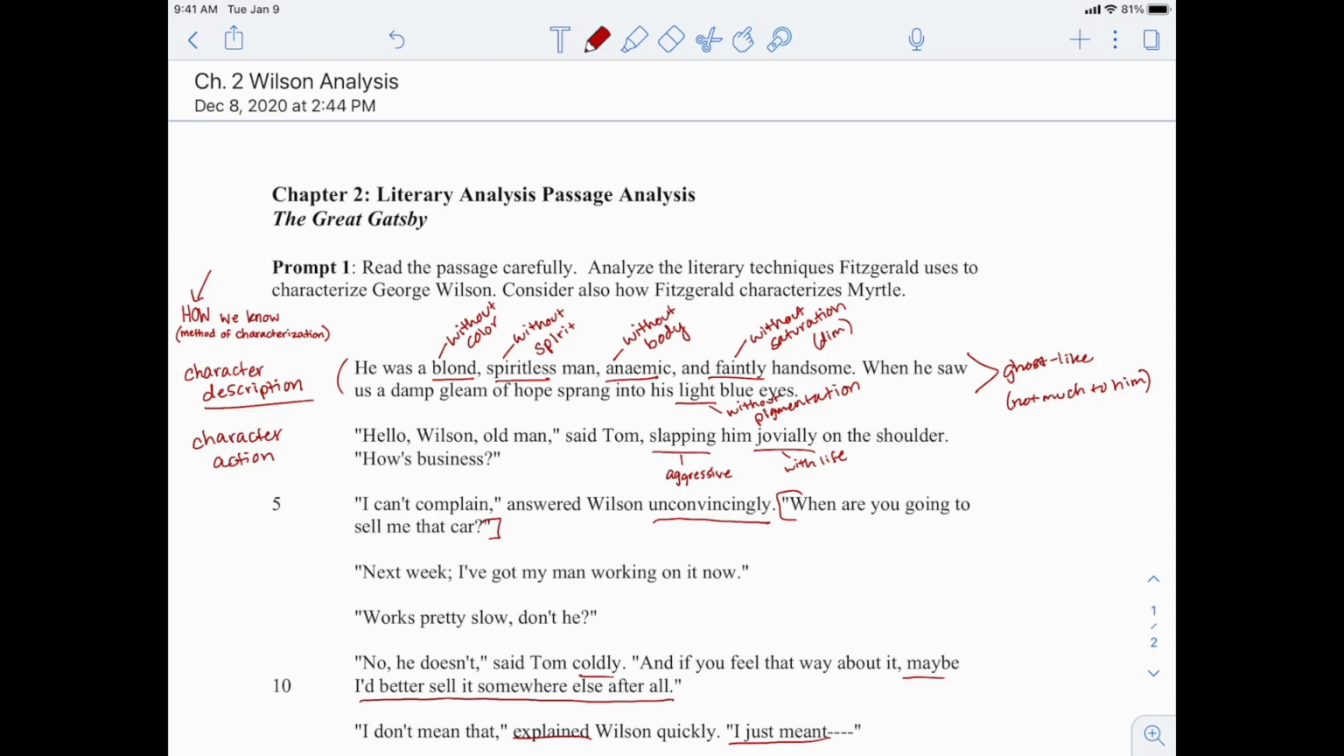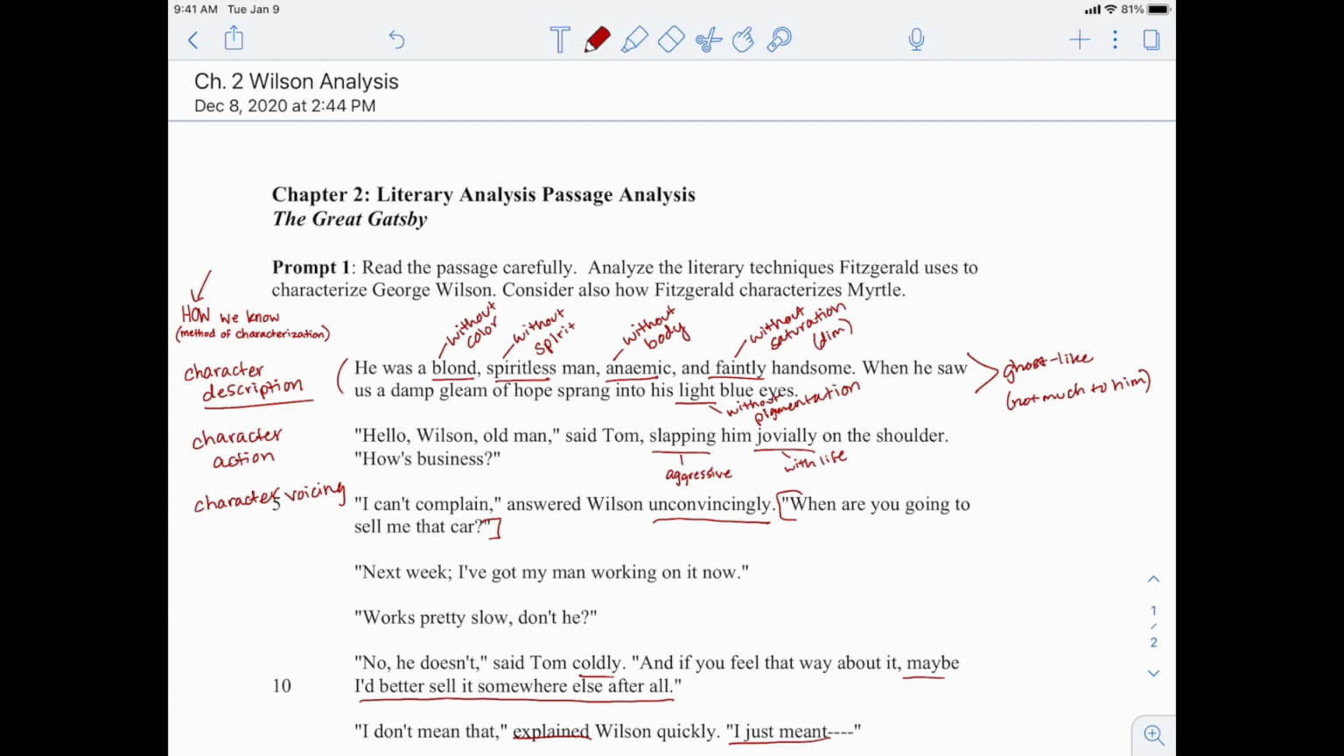This interaction is really significant. First of all, it says Wilson did so unconvincingly. That would be an example of character voice or character voicing. Okay, we're learning about kind of who he is in general in his voicing, right? He says something unconvincingly, meaning he's not bold, he's not aggressive about it. "When are you going to sell me that car?"